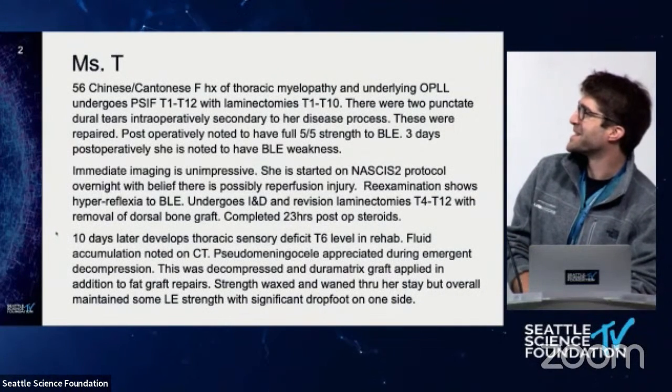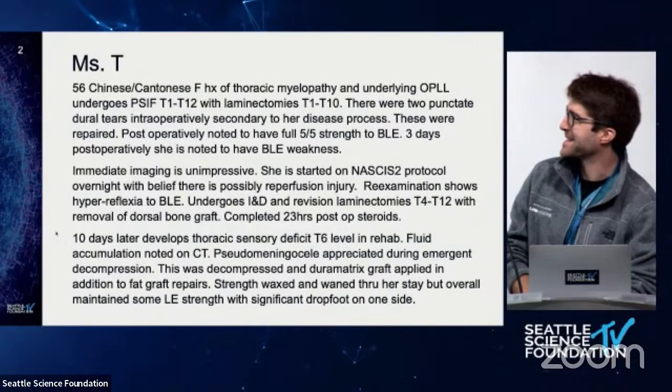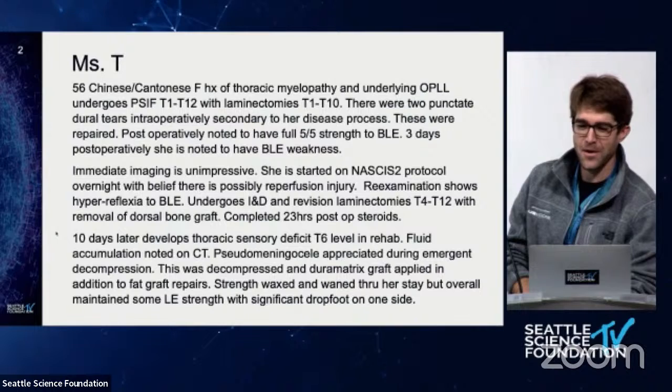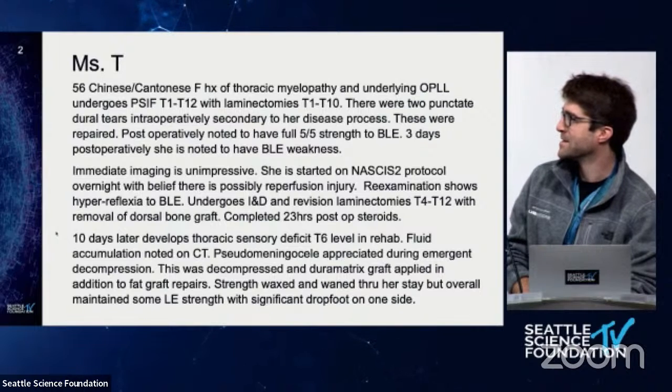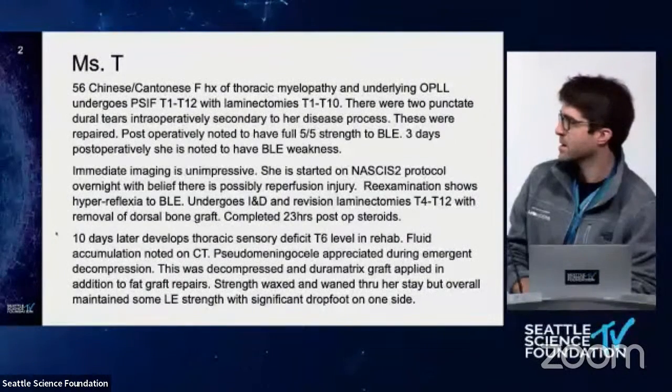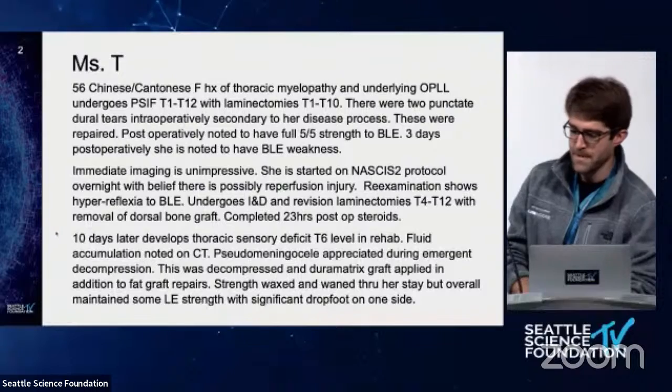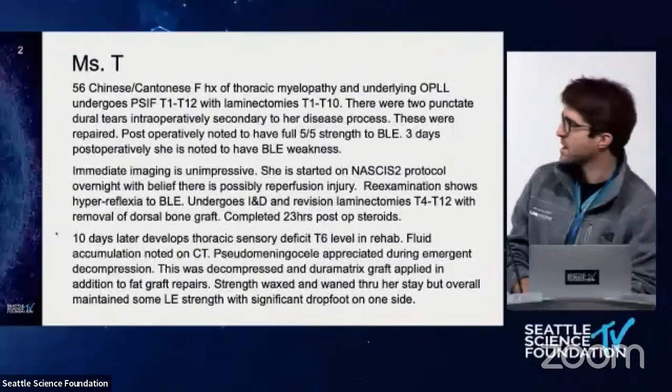So, 56-year-old female, thoracic myelopathy secondary to OPLL. She undergoes a large posterior segment instrumentation, T1 to 12. She had laminectomies from 1 to 10. There were 2 small punctate dural tears intraoperatively, secondary to her disease process, possibly fistular with the OPLL. These were repaired. Postoperatively, she was noted to have full strength immediately post-op.